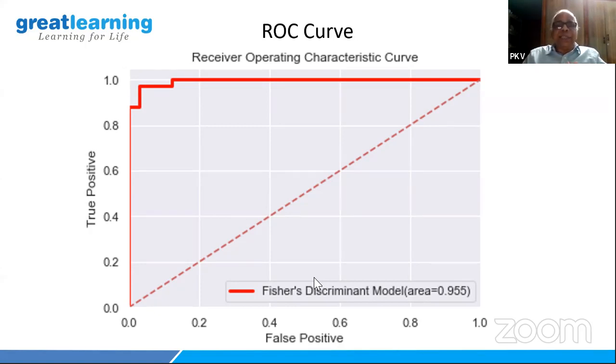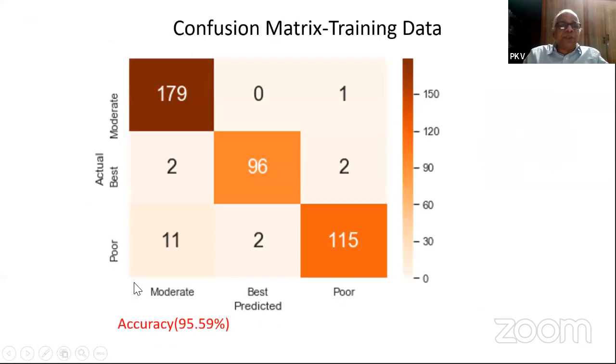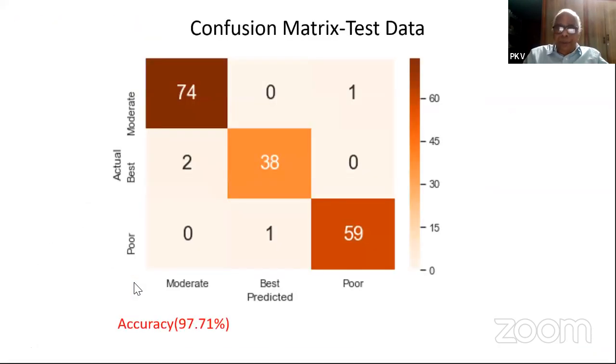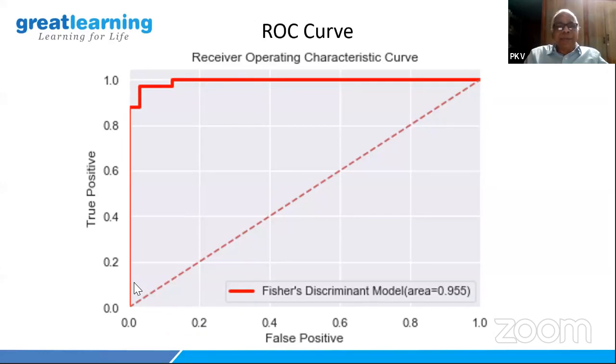If you see the receiver operating characteristic curve, the curve is very, very steep, as you can see here, and you are able to have 95.55% of area covered under it. The x-axis is false positive, the y-axis is true positive.